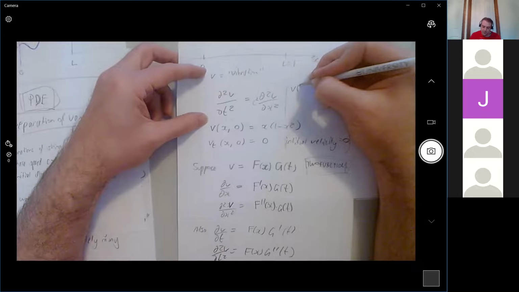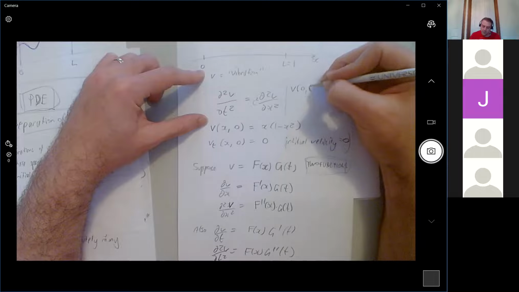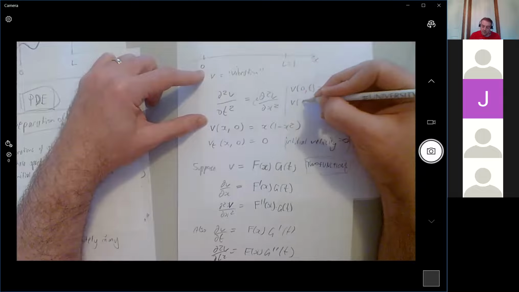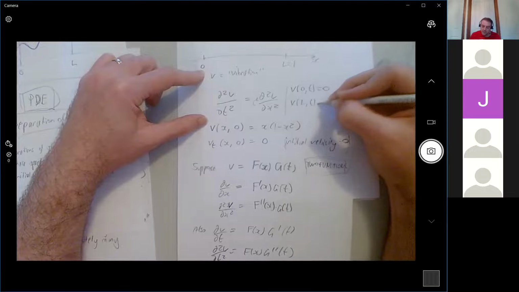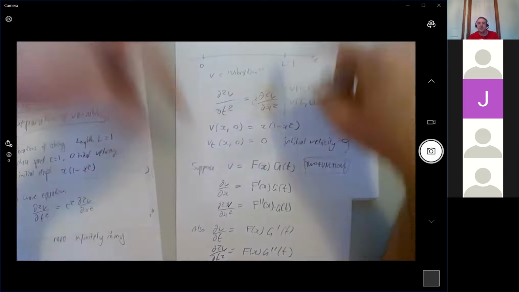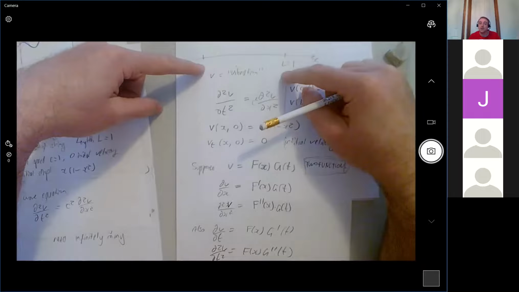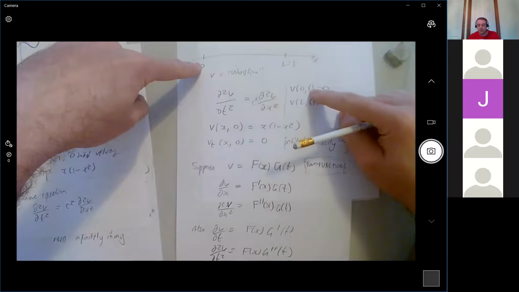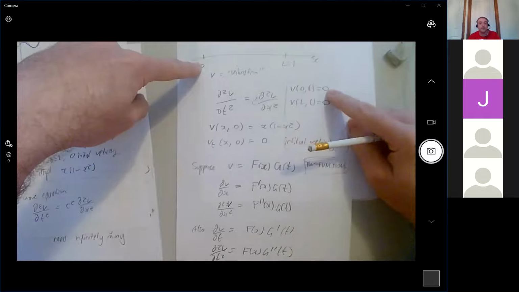The vibration when x is 0, no matter what t is, should always be 0. And the vibration when x is L, in our case 1, no matter what t is, should also always be 0, because otherwise it's just flicking around at the ends here. And if this really is a string that's held in place, those things will never move. So no matter what the time is, the movement will be 0.